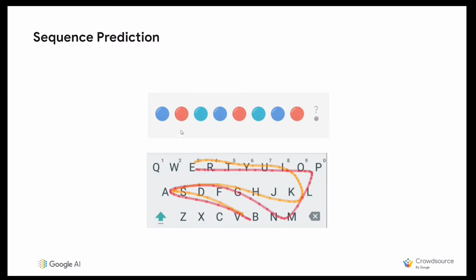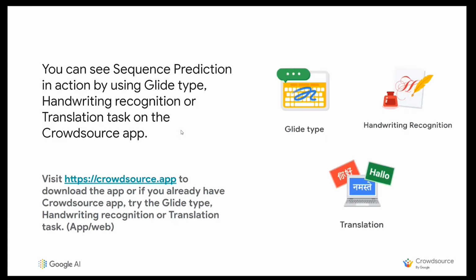You can try this sequence prediction model inside the Glide Type, handwriting recognition or translation module in the Crowdsource application. And if you don't have the mobile application, you can even check out crowdsource.app on the web, and you can try these things online too.